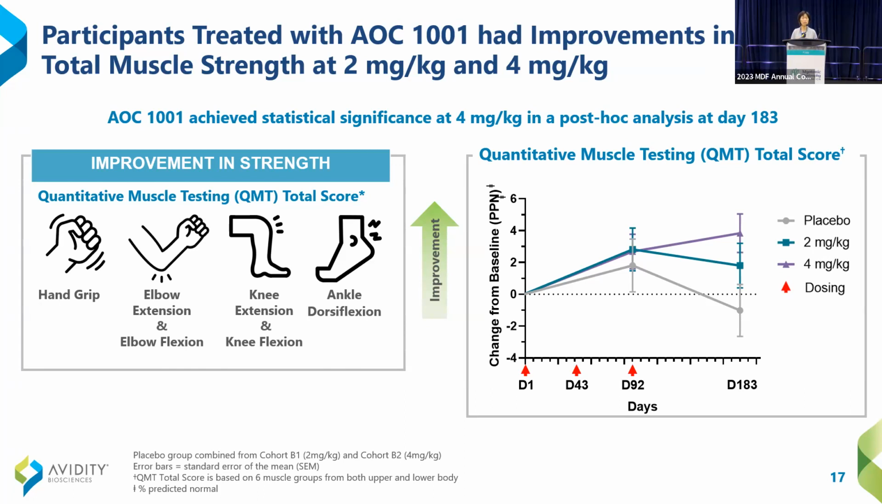In addition to the strength that we were detecting through the hand opening time assessment, we also quantitatively assessed the strength in other muscle groups, and they are listed here: hand grip, elbow extension and flexion, knee extension and flexion, and ankle dorsiflexion. On the right-hand side, we have a similar layout of the graph that shows the summary result of the 2 and 4 milligram cohort groups. In this case, the stronger the patient is compared to baseline, the higher they should go on the graph. This graph shows a dose-dependent improvement in the strength on quantitative muscle testing from the 2 and 4 milligram cohorts.